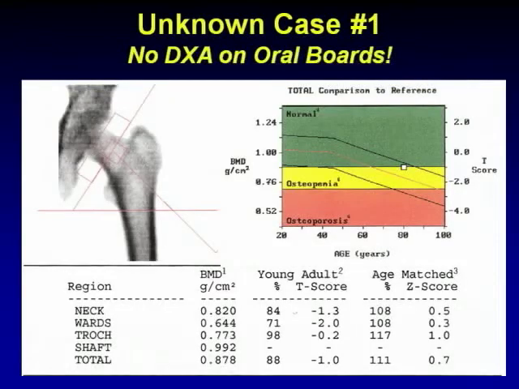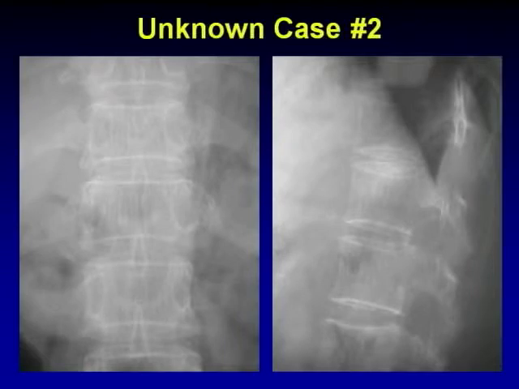So you might think that this would be a pretty good case to be looking at. But it turns out that thus far, anyway, there is no DEXA on oral boards. That's the rumor I have heard as a private citizen, anyway. But I think it's a good idea to know how to approach a case like this, our next unknown case.